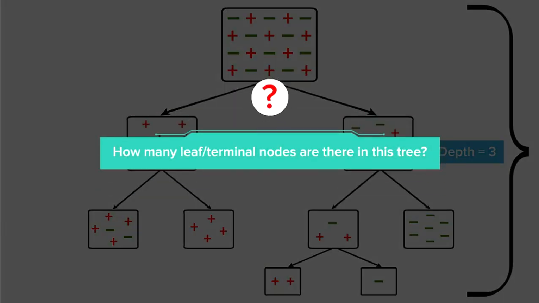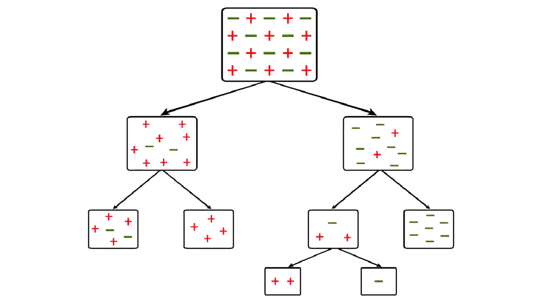Can you tell how many leaf or terminal nodes are there in this tree? Remember, the leaf nodes are the nodes which do not split further. Yes, this tree has 5 leaf nodes as highlighted in the image.